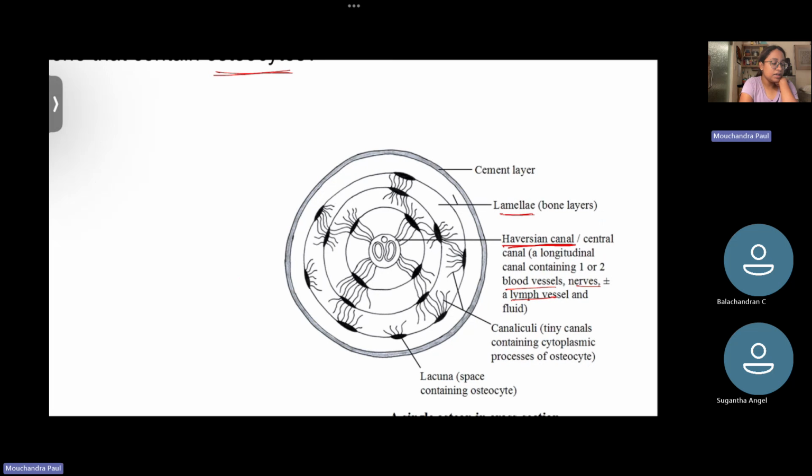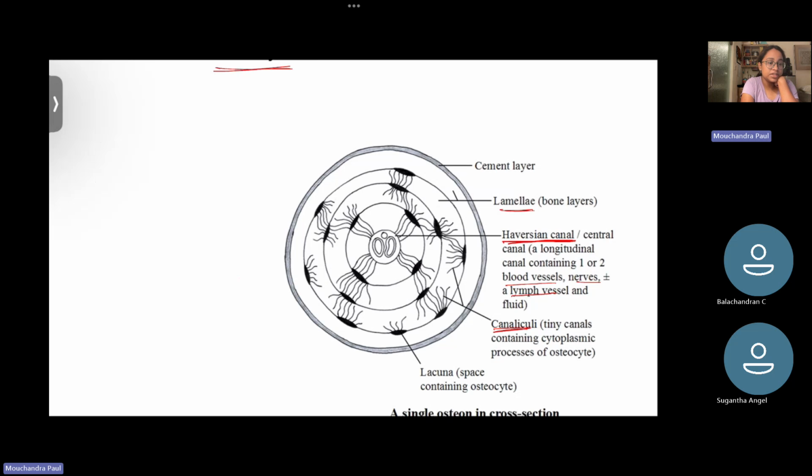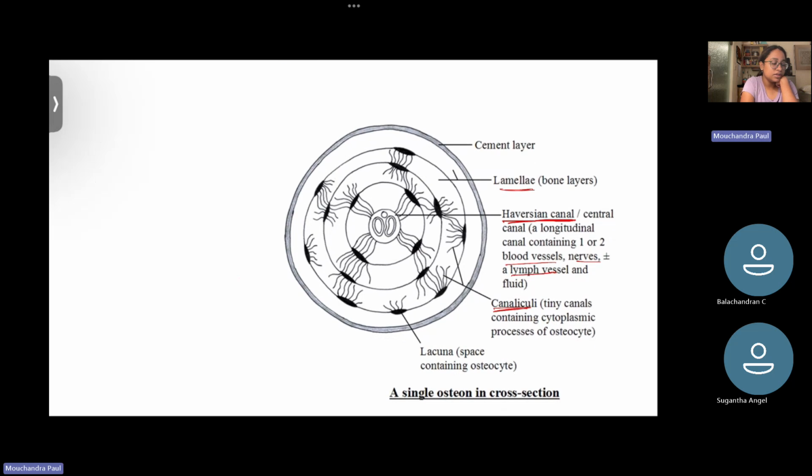Then these tiny projections coming out of the osteocytes are called canaliculi. Lacunae are basically the spaces in between the lamellae, and they are the space housing the cells, osteocytes.